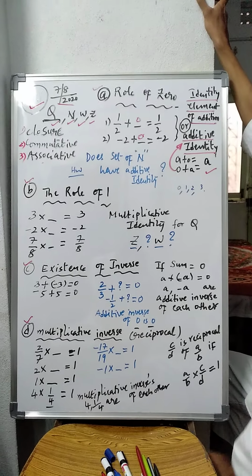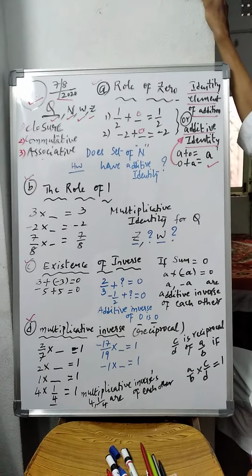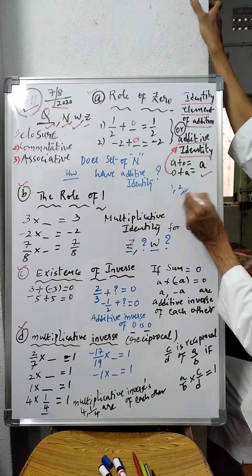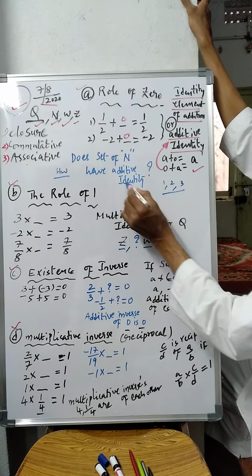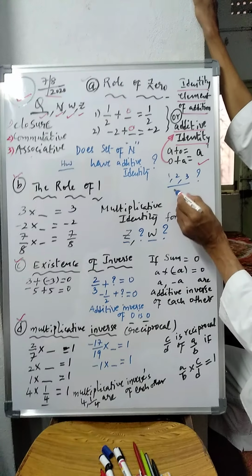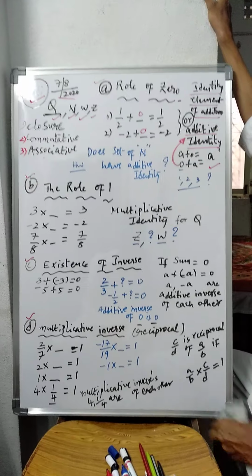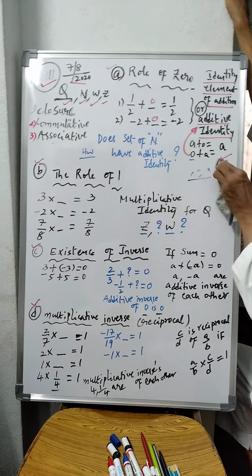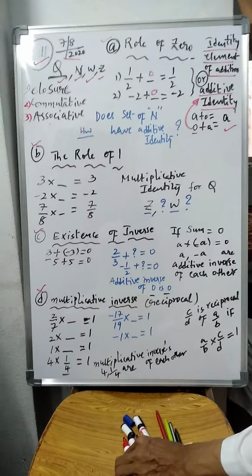Then now the role of 1. Now the set of natural numbers starts from 1, 2, 3. Does it have an additive identity? Question mark. See, what is the number in additive identity? You check up: does it belong to that set? So check like that and write the answer. Is this clear? Yes. Now let us come to the next question.